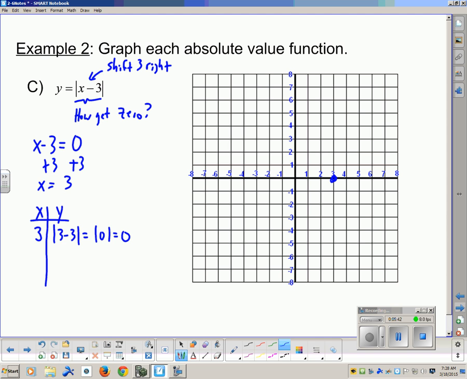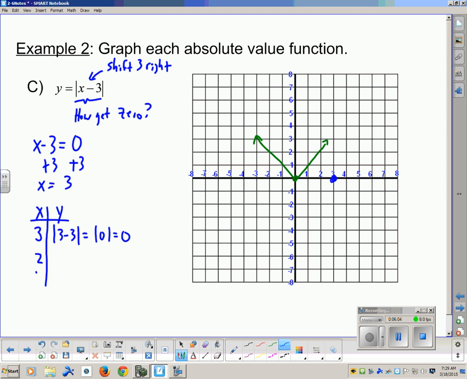And like we said, the normal one here, y equals the absolute value of x, we call that a parent function. There's nothing being added or subtracted to or multiplied by it. So then what happened to that? It shifted it 3 to the right.